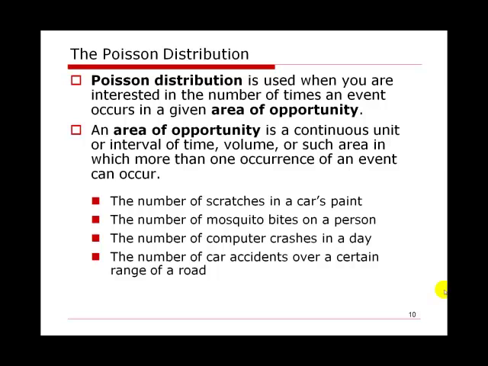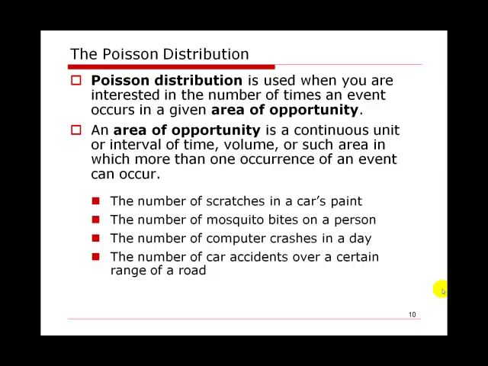So this is the major difference. What is an area of opportunity? An area of opportunity is a continuous unit or interval of time, volume, or area in which more than one occurrence of an event can occur. Now here are some examples of Poisson distribution: the number of scratches in a car's paint, the number of mosquito bites on a person, the number of computer crashes in a day, and the number of car accidents over a certain range of road.